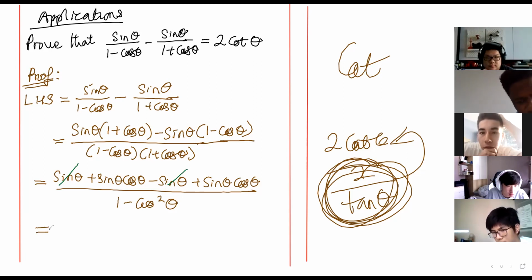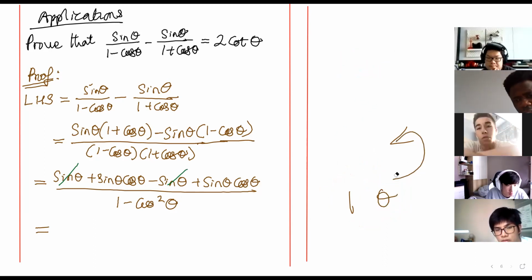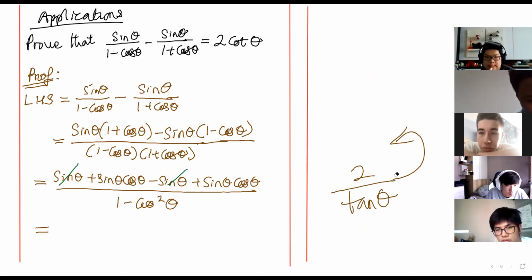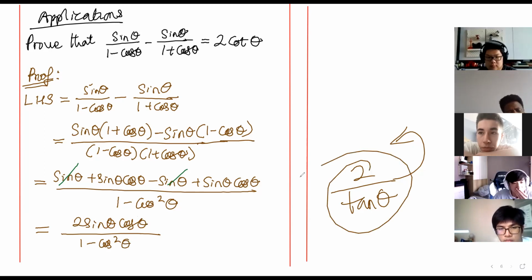Alex, you are too far behind and I don't like it. 2 sine theta cos theta. So what do I have? 2 sine theta cos theta over 1 minus cos squared theta. It still doesn't look like what we want. This is what we want.